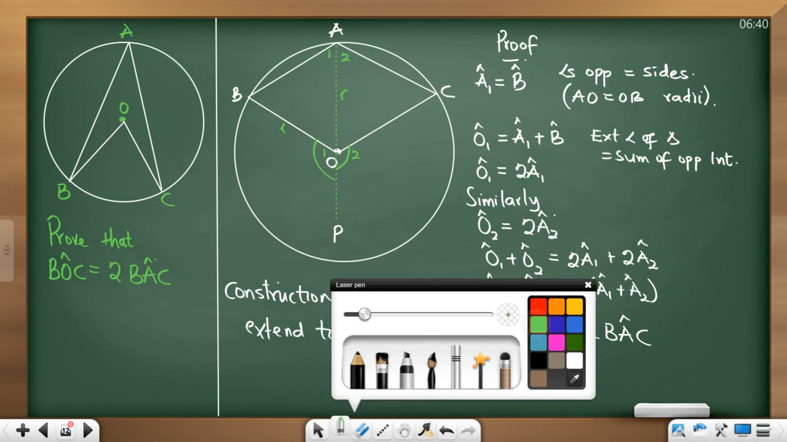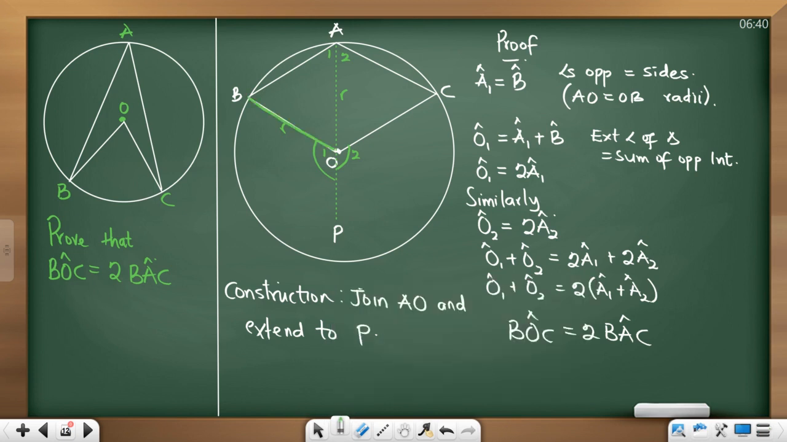So if I use a highlighter to quickly guide you through, you have a radius, you have a radius. What does that tell you? Angle A1 is equal to angle B because they form the base of the triangle. Do you see? A1 equals B. And this is now an exterior angle. I explained the exterior angle. The line must be extended. So this is the sum of this and that: A1 plus B. And similarly, O2 would be equal to A2 plus C. And the proof remains absolutely the same.